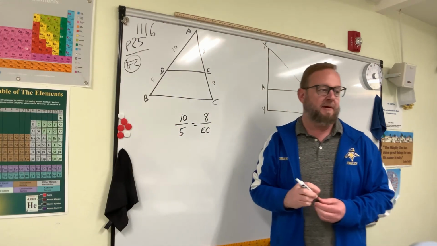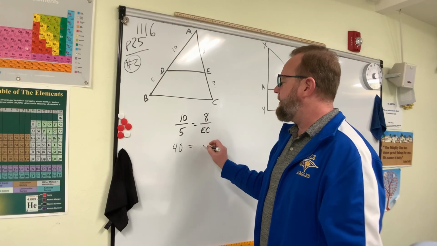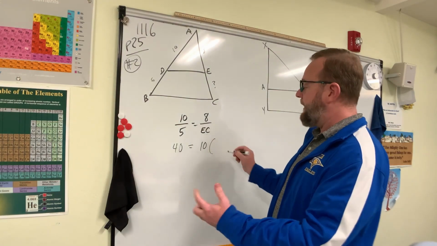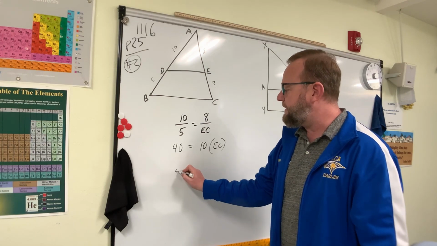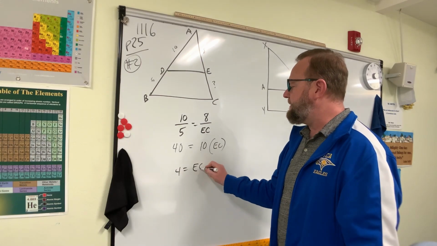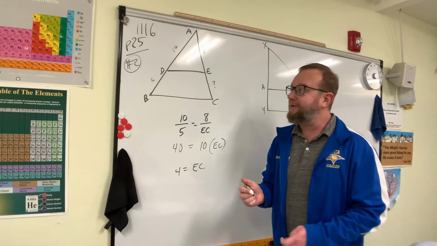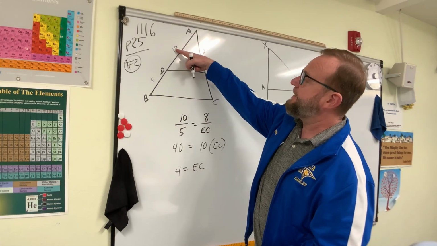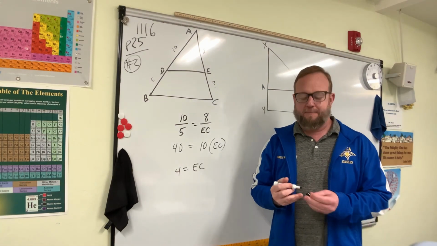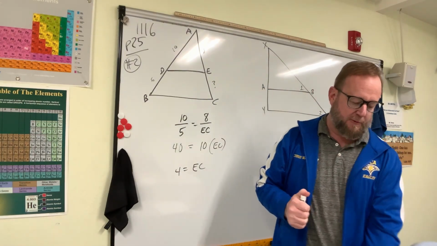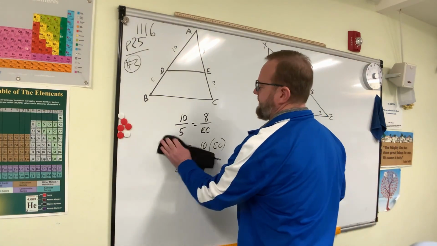On page 25, if we were to work this out, I would have 40 equals 10 times x, or EC, my unknown. Divide by 10 and I find out that EC is 4. That seems right, correct? Because if this is 10, that's 5, 8, and 4, that seems proportionate. So that is correct for number 2. Number 3, my numbers change.